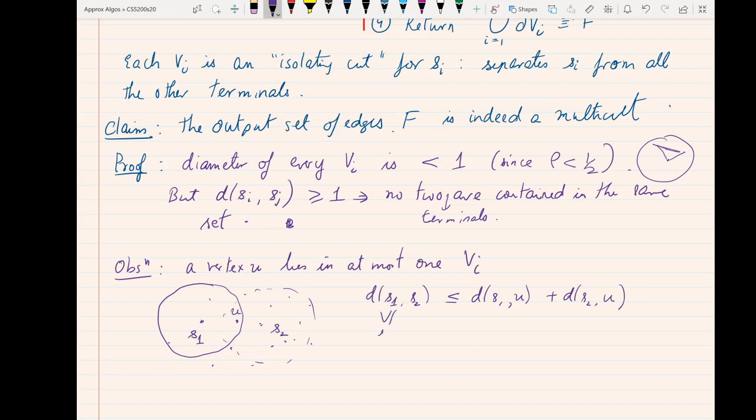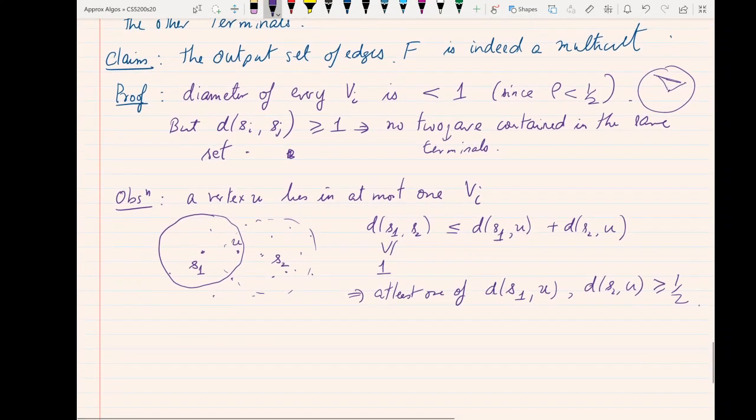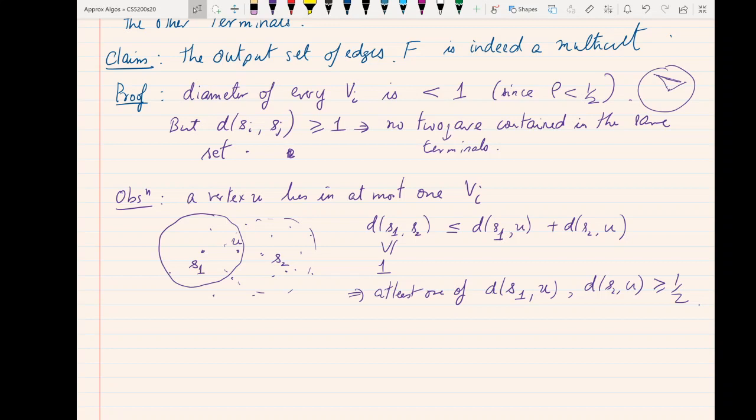Now this we know is greater than or equal to 1. This implies that at least one of d of S1, u or d of S2, u is greater than or equal to half. So of course the ball of radius rho cannot capture u. Now the other point to observe is that there might be vertices u that don't fall in any of the balls.